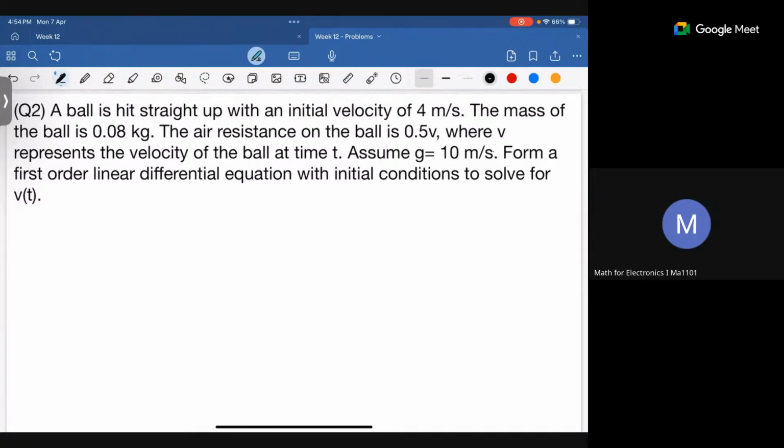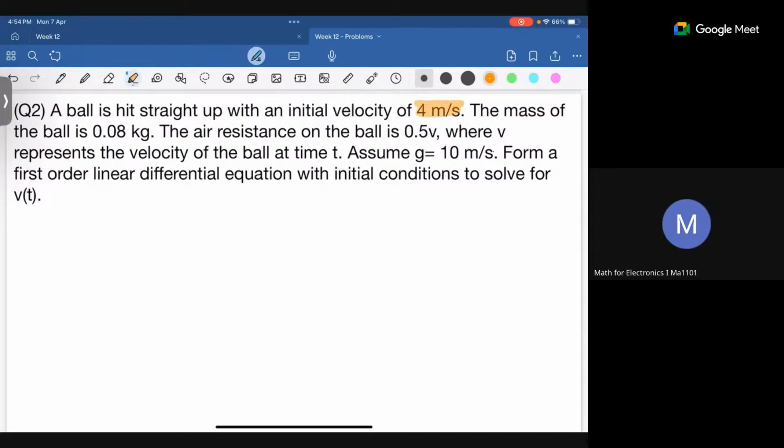Let's do the second problem, and this requires some time. This thing we have discussed in the last session also. But the case that we discussed was the apple falling downwards. Here the ball is hit upwards. So a ball is hit straight up with an initial velocity of 4 meter per second.